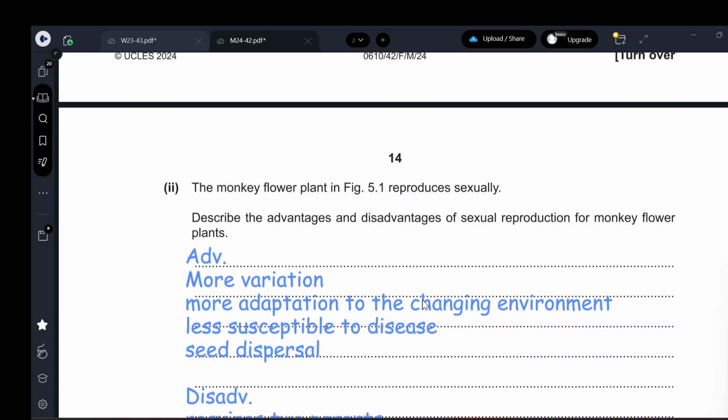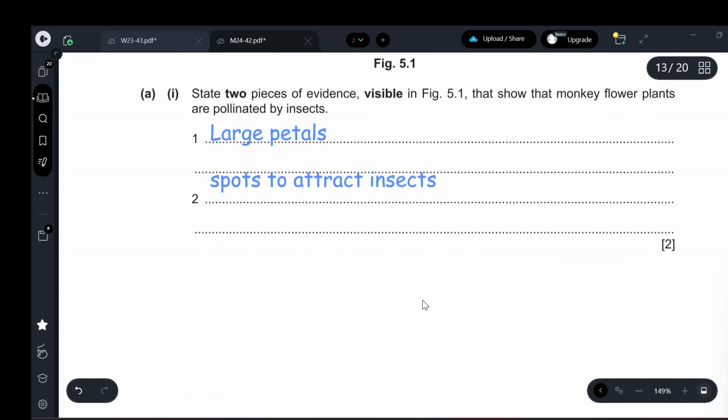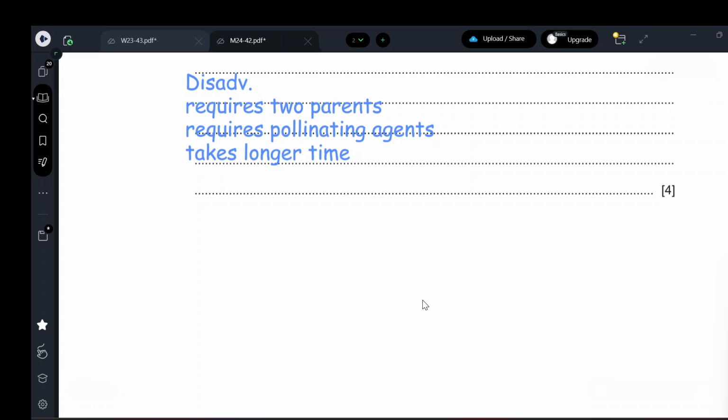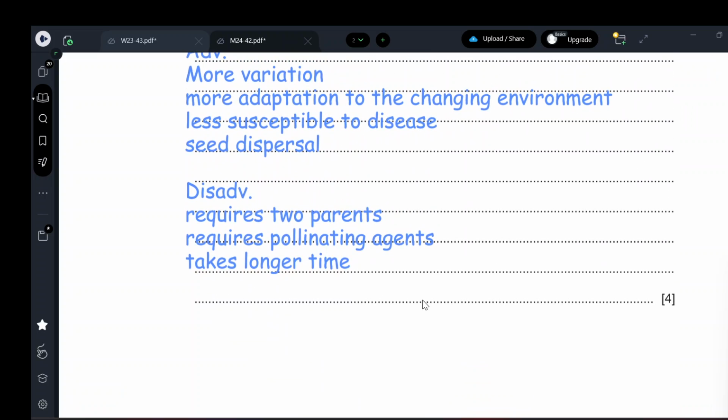What about the disadvantage? You need two parents. If there is one plant isolated alone, it will not be able to reproduce. You need pollinating agents mostly for sexual reproduction. In this flower, which is insect pollinated, you need a pollinating agent. It takes longer time. Sexual reproduction takes longer time than the asexual reproduction.